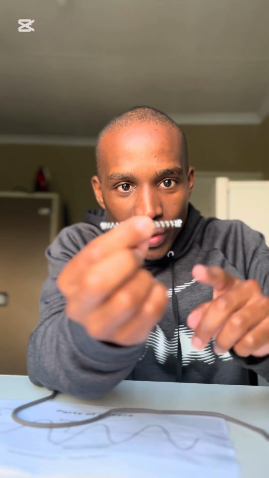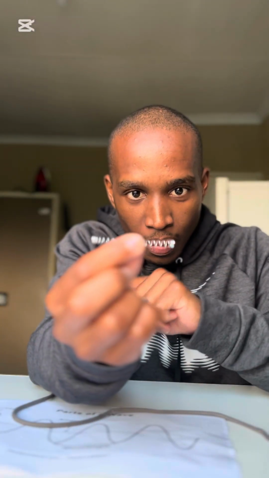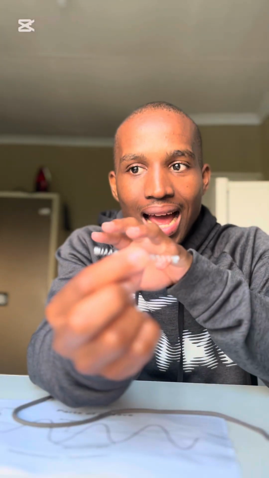Okay, so the longitudinal wave has two key features. The first one is compression and the second one is rarefaction. So a compression is a part of the wave where the particles are close together. Okay, let's say this is our wave. You can see that this part, it is close together. So this is an example of compression. The particles are close together.